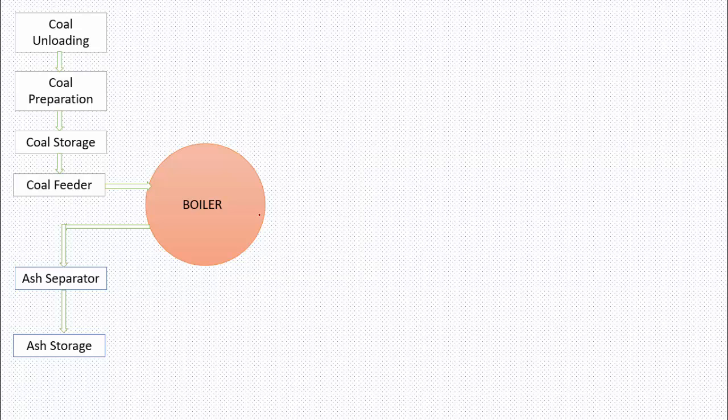First thing is heat input. For that heat input you have to supply the coal, right? So that the coal will burn with the help of air. So you have to supply the air. So first thing you have to supply the coal, second thing you have to supply the air, and the third thing you have to supply the feed water, that is water which is going to convert into the steam.